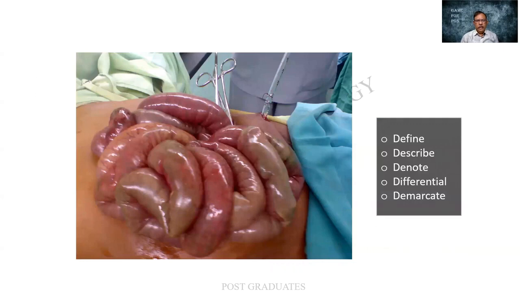Certain organs or lesions, when they are given to you, are not of great difficulty to diagnose, but then it has to be orderly. Define, describe, denote, differentiate, or what are the differentials? Demarcate. Some mnemonic that I just designed. Definition. In one of the foremost colleges, when I asked the student, what is a gangrene?